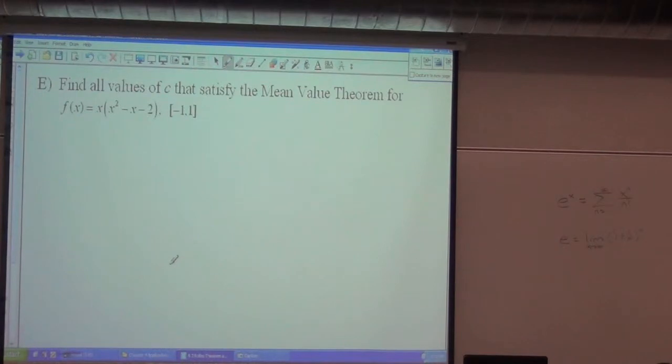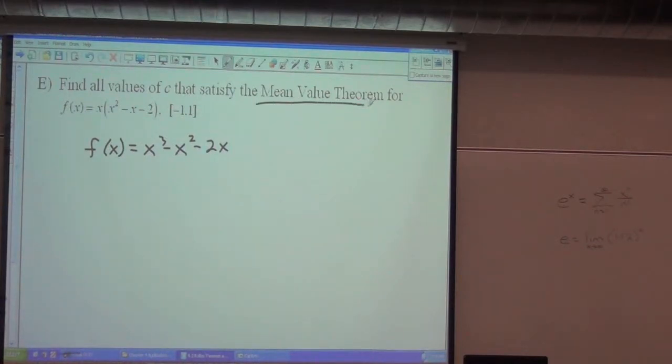Alright, we're going to find all the values of c that satisfy the mean value theorem for f of x is x times x squared minus x minus 2. For this, the first thing I would do is actually multiply this out. Distribute the x, so we get x cubed minus x squared minus 2x. So there's our function. We're going to go from -1 to 1.